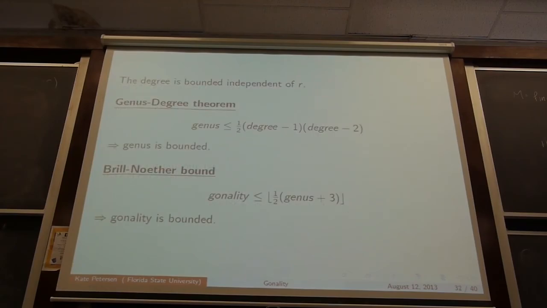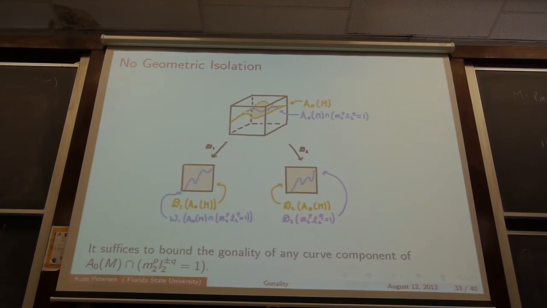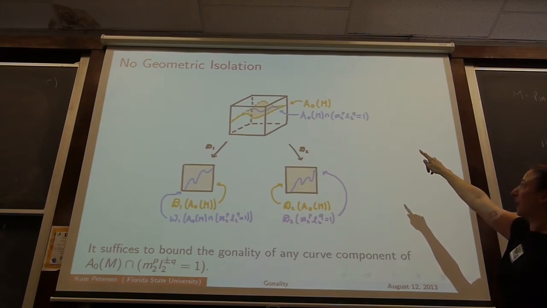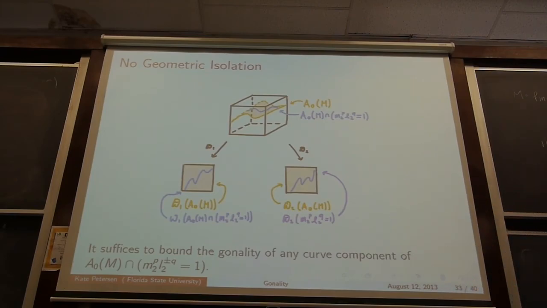So the generic case is when they're both dense, and we use the same exact argument as before to say that the gonality of the intersection, it's enough to bound the gonality of the projection of the intersection. Okay? Since A naught of M is dense, that intersection is, well, I have A naught of M intersect M to the P, L to the Q equals 1, which projects to M to the P, L to the Q equals 1.